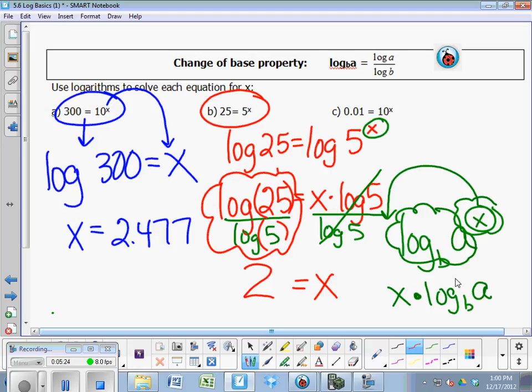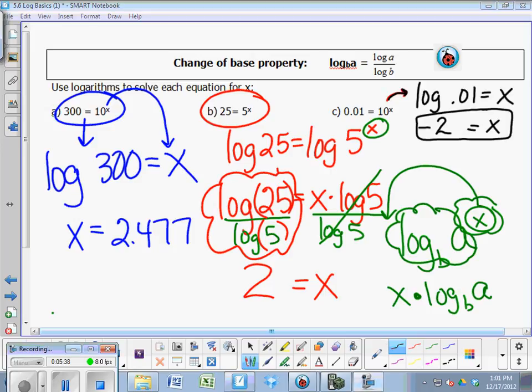All right? So C, you can choose the blue or the red method. It's up to you. You can either rewrite it as a log or log both sides, get the answer. I'll pause the video, and we'll see how you did.